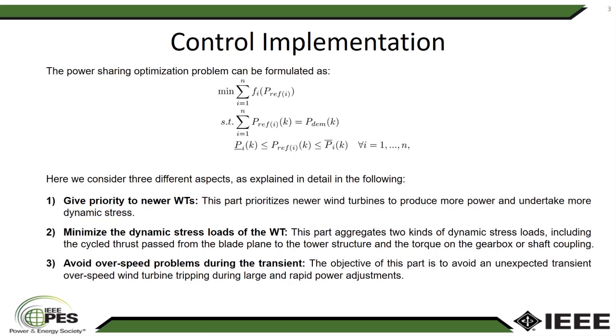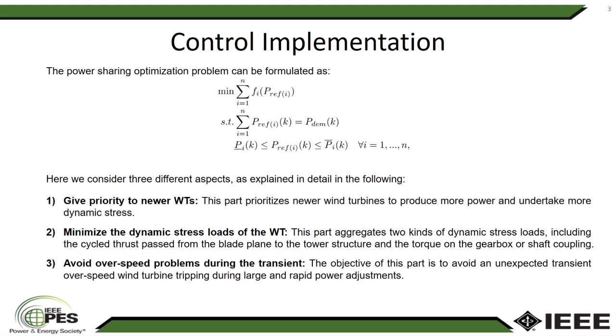The power sharing problem can be formulated as the following equations. Here, we considered three goals in the optimal problem. The first one is to give priority to the newer wind turbines. This part tries to make the newer wind turbines produce more power and undertake more dynamic stress.